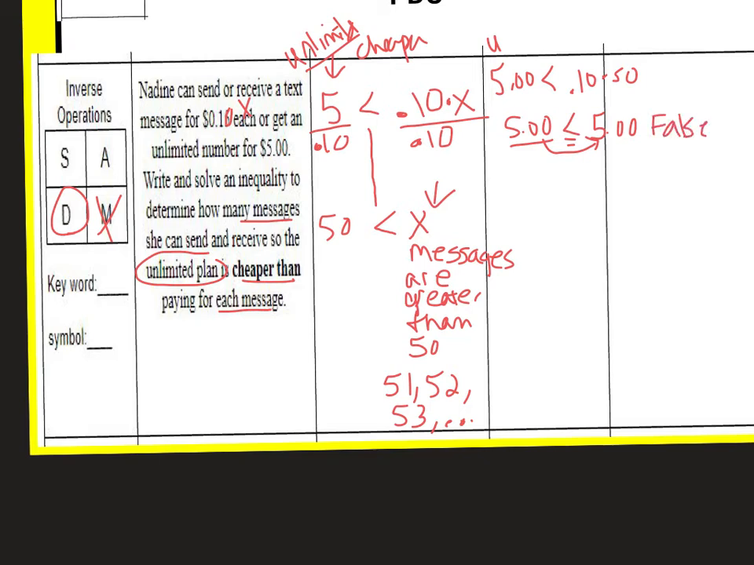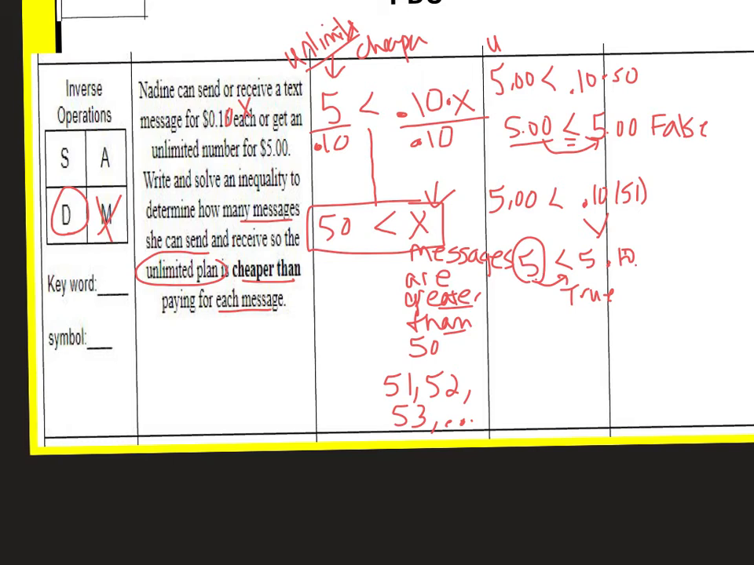So let's check, right? It says greater than 50. So here's my $5 unlimited plan. What if I send or receive 51 messages? So I'm going to take 10 cents and multiply it by 51 messages. Well, when I do that, that's $5.10. There we go. So the unlimited plan is going to be less, right, if I pay per message. So this makes this inequality true because $5.10 is greater than 5. Okay? So my solution of x is greater than 50 has to be true.